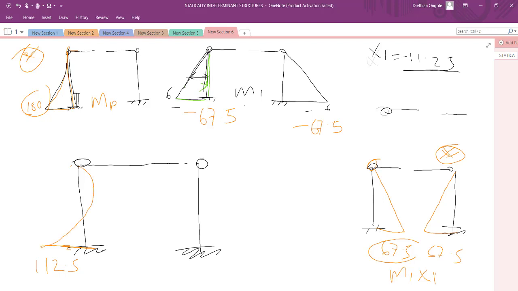Then for this right hand side, I don't have any moment on the MP diagram, so the value is just as it is on the M1 times x1. So this becomes 67.5, and this is our final moment diagram.